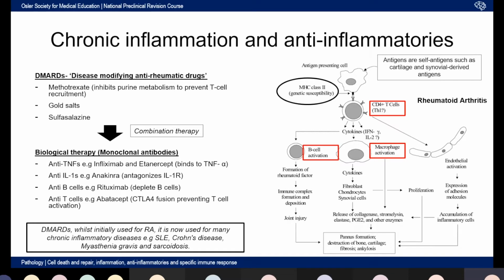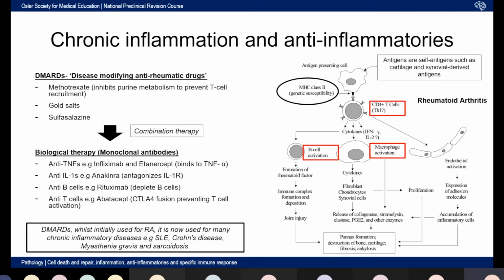So one way we can do it is through DMARDs. We can inhibit all 3 of these using DMARDs, which are small molecules like methotrexate, gold salts, and sulfasalazine, which essentially promote an anti-inflammatory state and prevent T cells from coming through into the joint. And in doing so, we're essentially preventing inflammation. These should not be confused with biologics. So these aren't biological therapies, so these aren't like antibodies. These are just small molecule inhibitors.